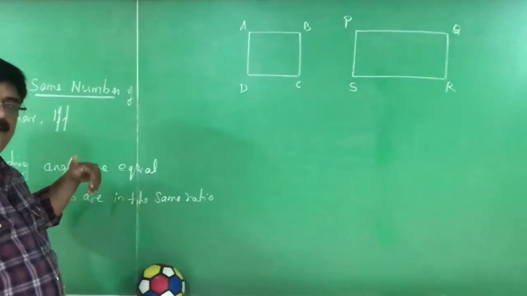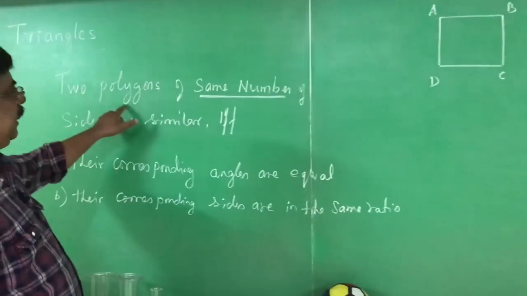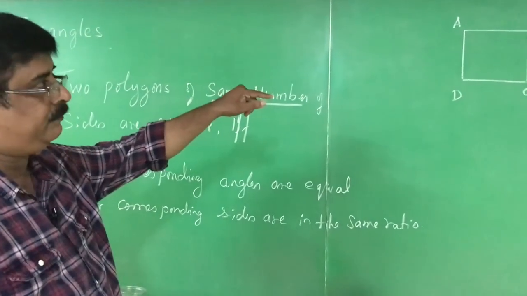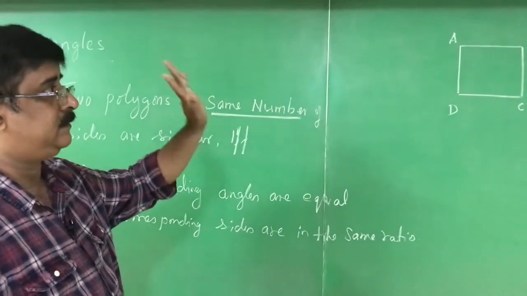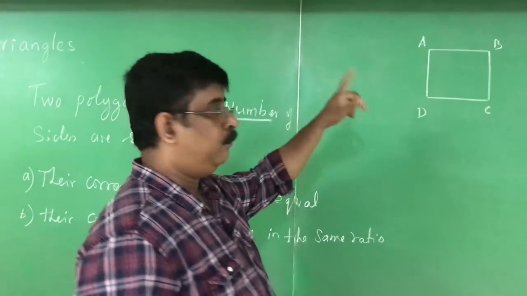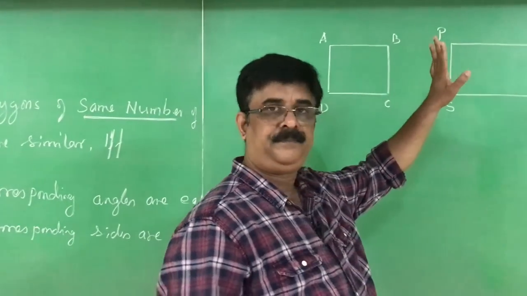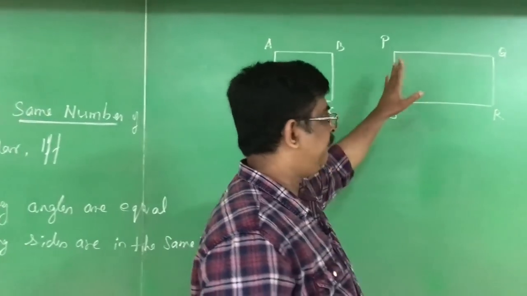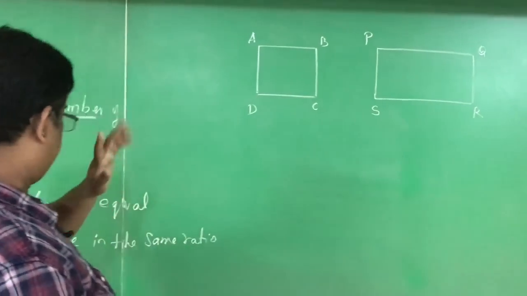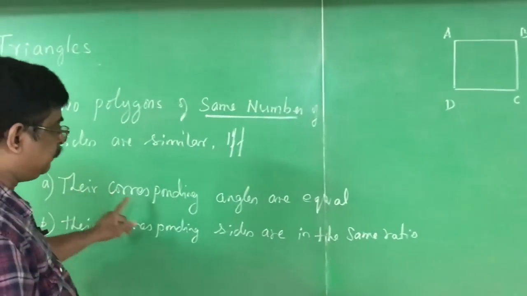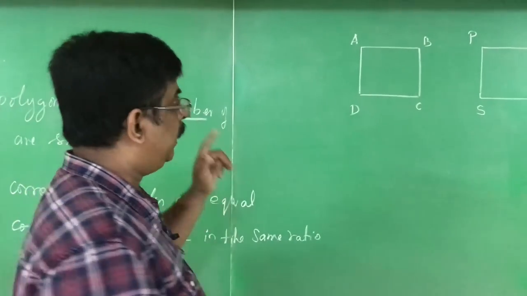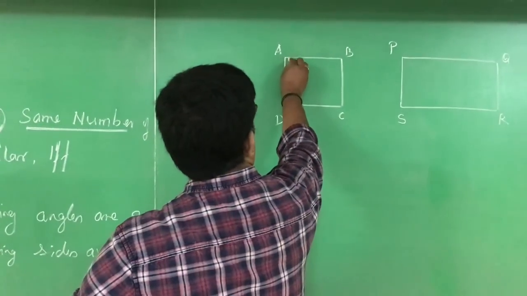Come to the condition. Two polygons of the same number of sides are similar if and only if they have the same number of sides. First condition is satisfied. Both of them have four sides, so I can compare these two. Second thing is, their corresponding angles should be equal. Yes, their corresponding angles are equal.